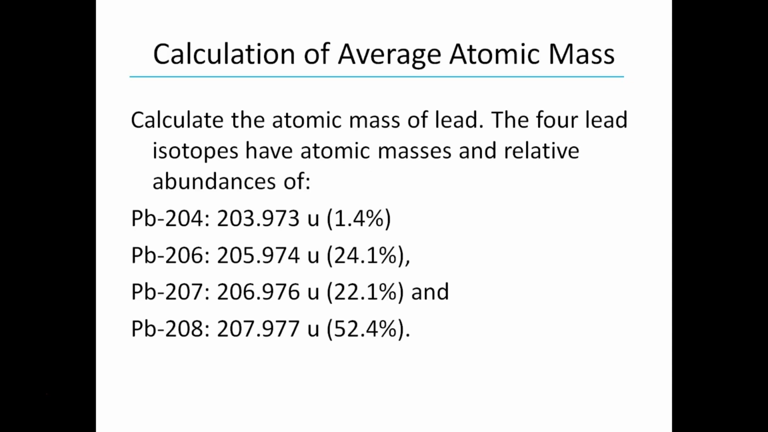So let's take a look at a couple of examples where we would calculate the average mass of an isotope, or where we're given the average mass, but we calculate the abundance of the individual isotopes. So for example, let's take a look at this first example. There's 4 isotopes of lead, and they have a variety of masses each, and we can also see that they come in a variety of different abundances.